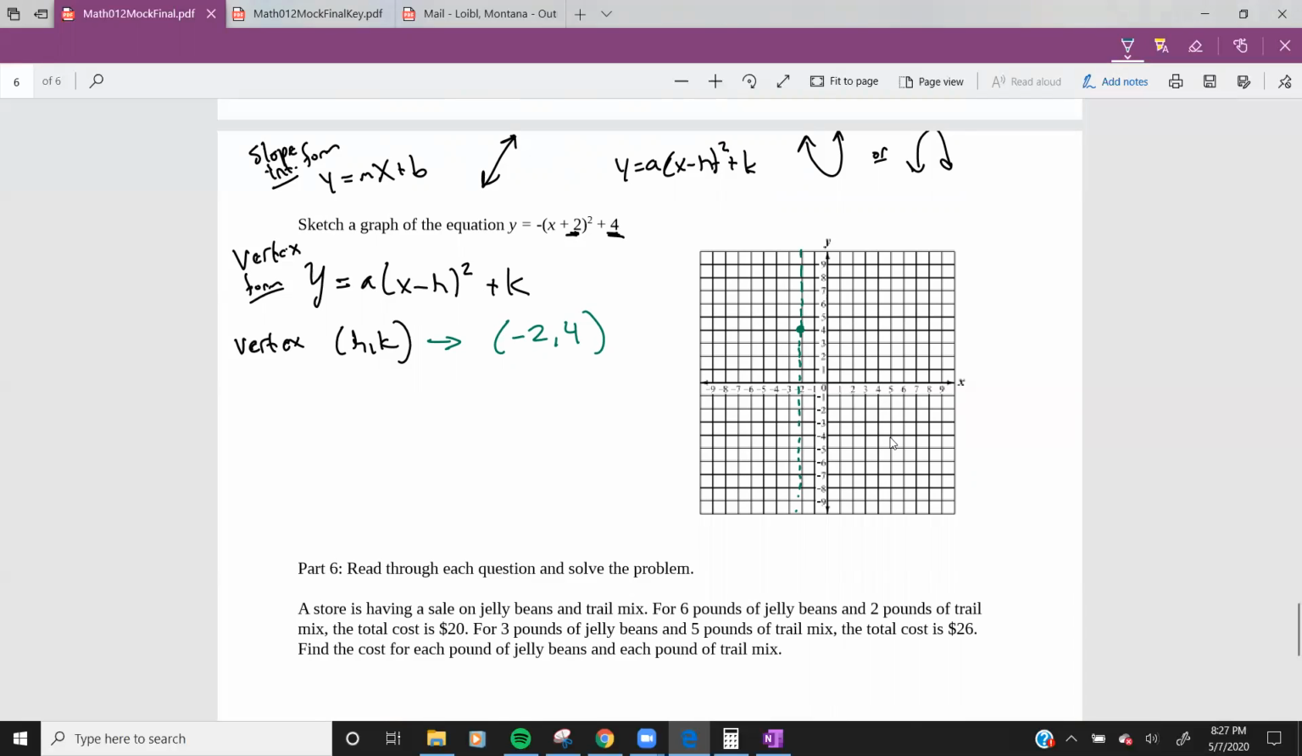Do you remember if it'll be up or down? Do you remember what tells you if it's going to be a hill or a valley? If it's positive or negative. Right, yeah, and the number that determines that is this a term, this a coefficient here. But really, you could plug in some values and you'll see whether it opens up or down.